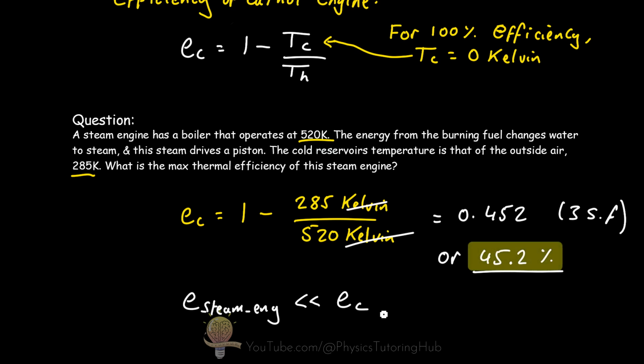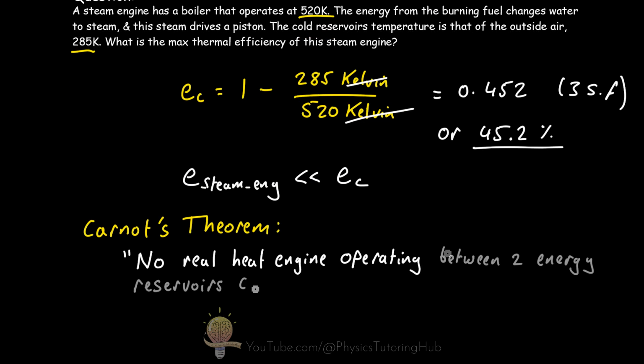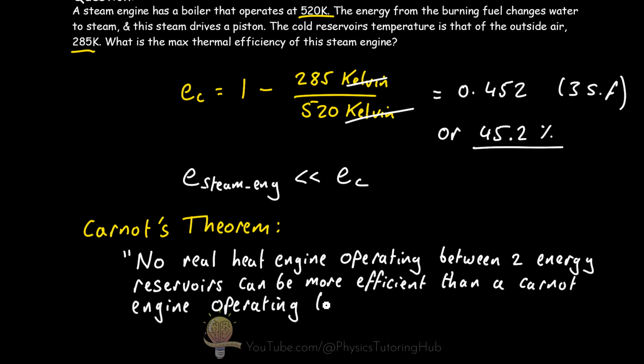than 45.2%. So what you should take away from this lesson is this: no real heat engine operating between two energy reservoirs can be more efficient than a Carnot engine operating between the same two reservoirs. And this is Carnot's theorem.